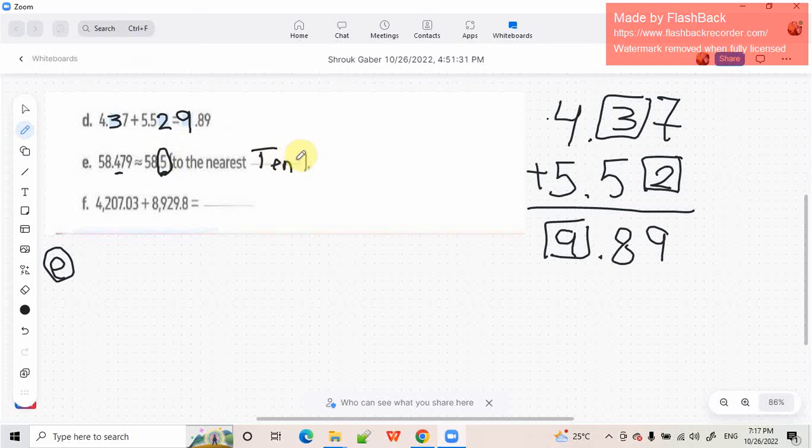That's all. How can we find it? He rounded to the nearest what? Look at the last place value here. Okay, look at the last place value.